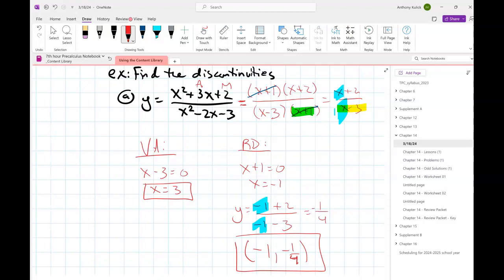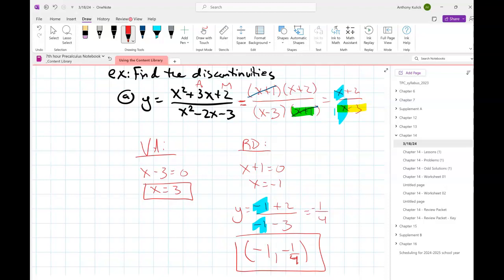How do we feel so far? Question. Does every rational function have a vertical asymptote? No, they don't need to. For example, if I have 1 over x squared plus 1, the denominator x squared plus 1 isn't factorable. And if you set it equal to 0 and solve, you get an imaginary solution. So you certainly don't need to have a vertical asymptote.